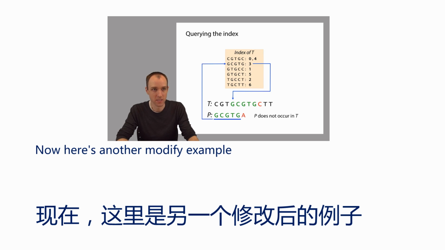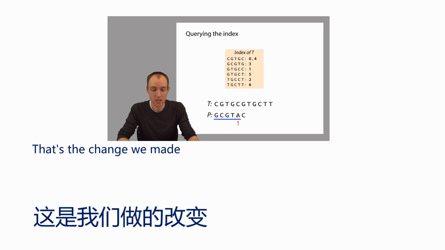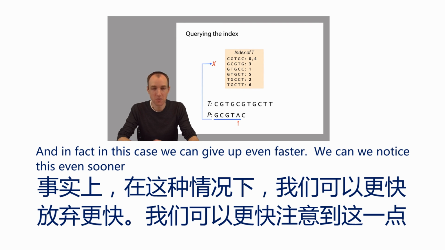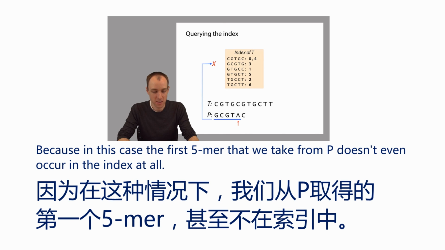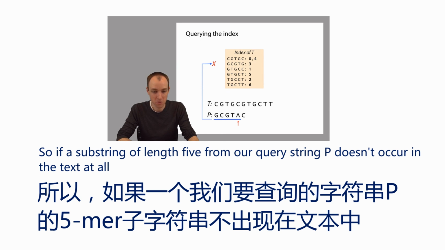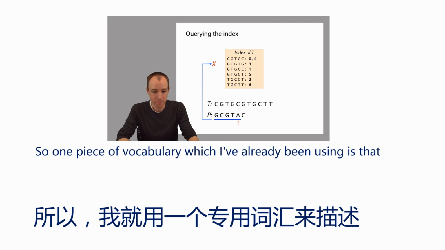Now here's another modified example. This time, we modified this character right here to be an A. That's the change we made. So again, the pattern does not occur in the text T. And in fact, in this case, we can give up even faster. We notice this even sooner, because in this case, the first 5-mer that we take from P doesn't even occur in the index at all. So if a substring of length 5 from our query string P doesn't occur in the text at all, then the full string can't possibly occur either. So we can give up at that point.